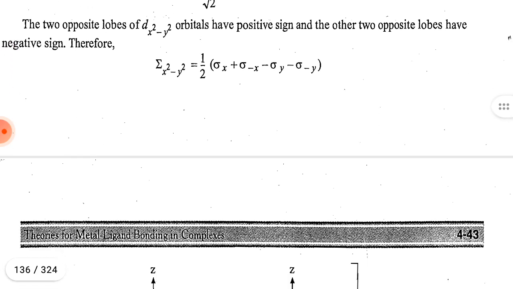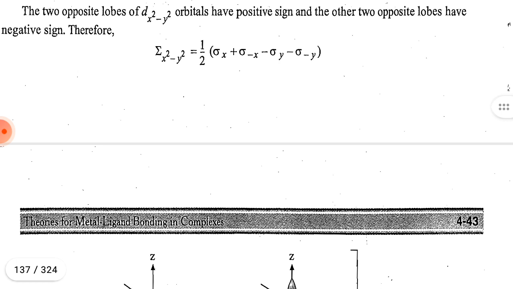The two opposite lobes of the x square minus y square orbital have positive sign and the other two opposite lobes have negative sign. Therefore, epsilon x square minus y square is equal to 1 upon 2 in bracket sigma x plus sigma minus x minus sigma y minus sigma minus y.